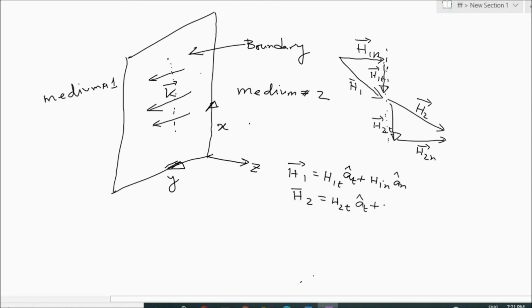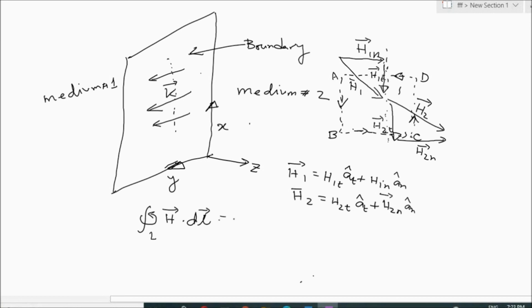So I took an Amperian path here. Let's say this is A, path B, and this is C, and this is D. This is Maxwell's equation like this: circulation of the H field over the length dl is equal to the current I plus d over dt. I can write d over dt outside, or inside the integration. If you write it inside, it will be partial d over partial t.